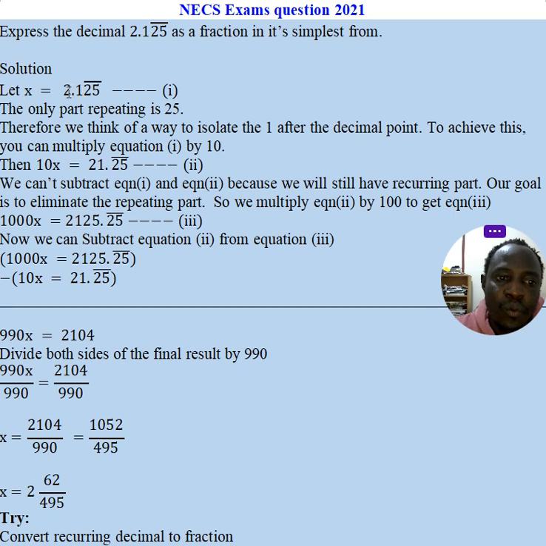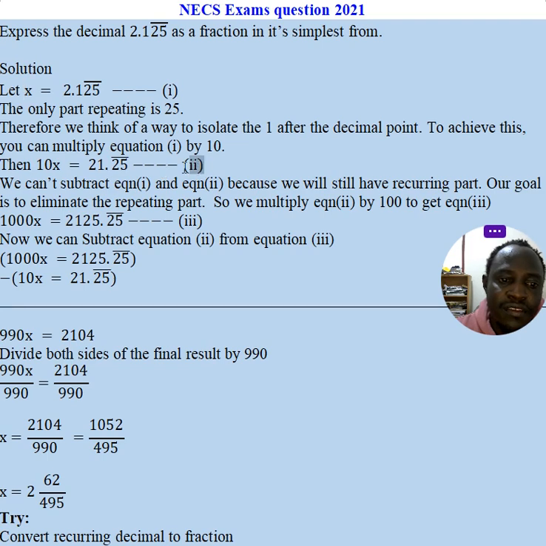We need to bring the 1 to this side so that we only remain with the part that is repeating. So we will multiply the whole equation by 10 so that we move the decimal point 1 place to the right. So this one will be 10x is equal to 21.25 recurring. Now we are left with 25 on this side.